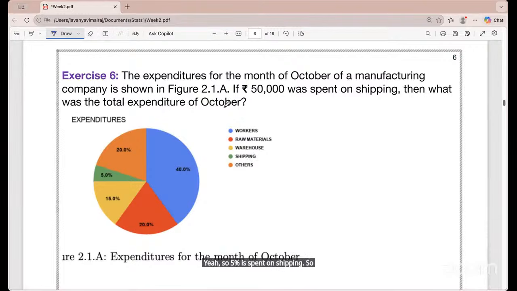So what should be the total expenditure? 10 lakhs, because 50,000 is 5% of 10 lakhs, so it is the answer. So 5% is simply 5 by 100, right? And how do you get this 5 by 100?